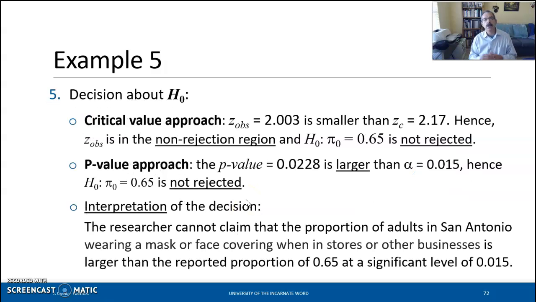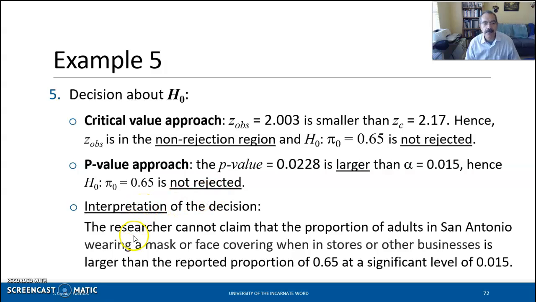So using that, if we decide to use the critical value approach, then we find that the z observed is smaller than the critical value. That implies that the calculated value of the test statistic is in the non-rejection region, and therefore we do not reject the null hypothesis. Now, if we decide to use the p-value approach and we find the p-value is 0.0228, then we see that that is larger than the alpha of 0.015. So again, because the p-value is larger than alpha, we do not reject the null hypothesis.